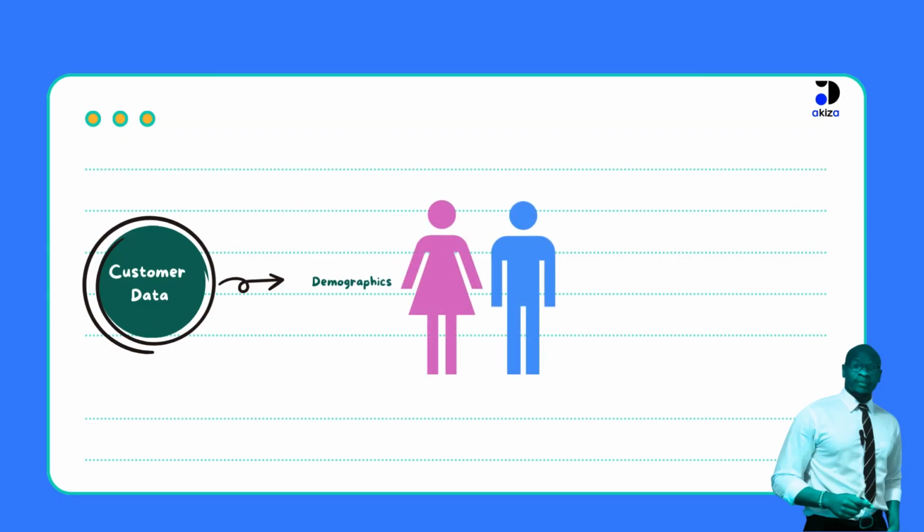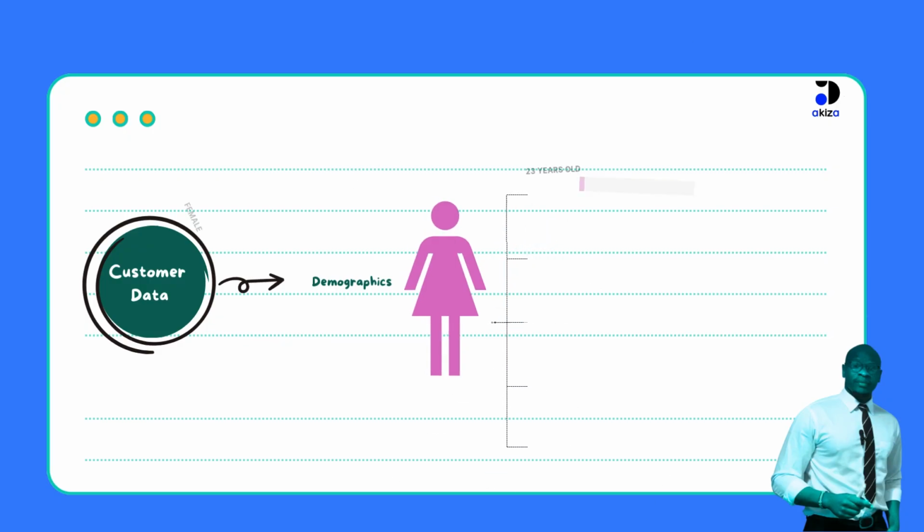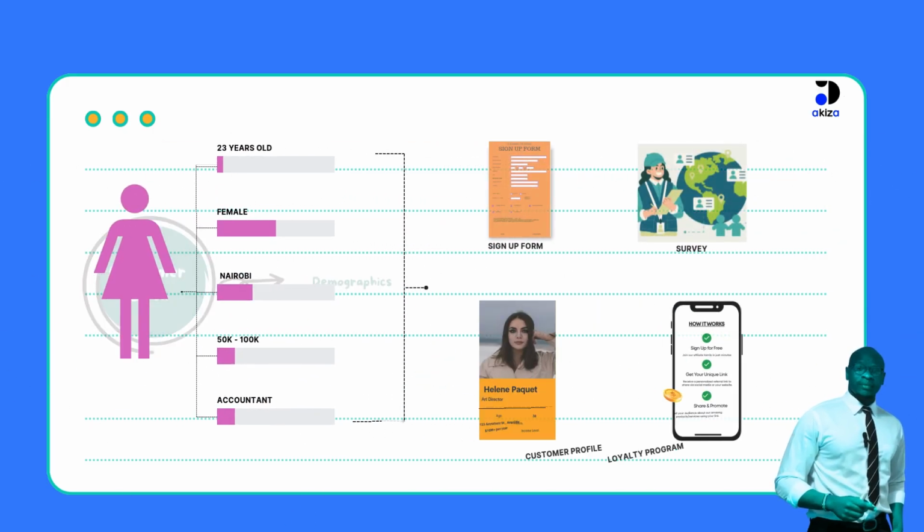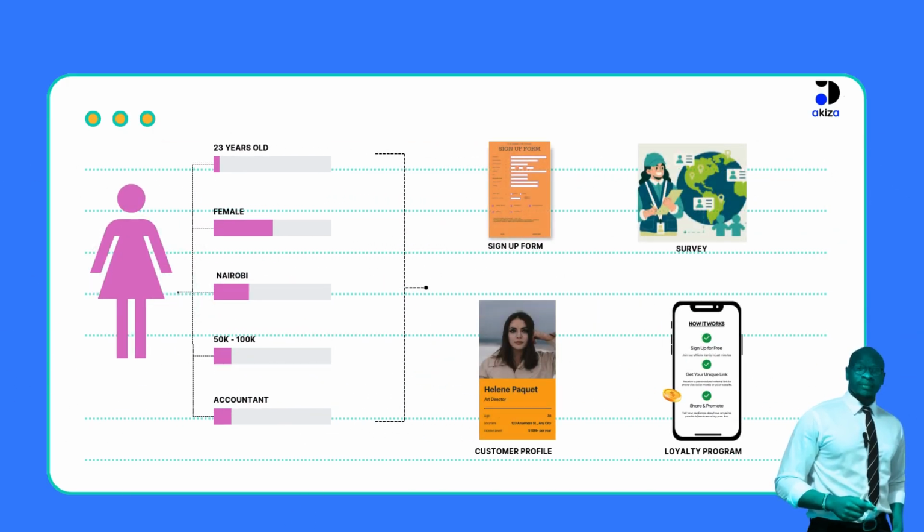The first category is demographics. Demographics covers details such as customers' age, their gender, location, income, or even occupation. Businesses usually collect this type of data through sign-up forms, surveys, customer profiles, or loyalty program registrations.